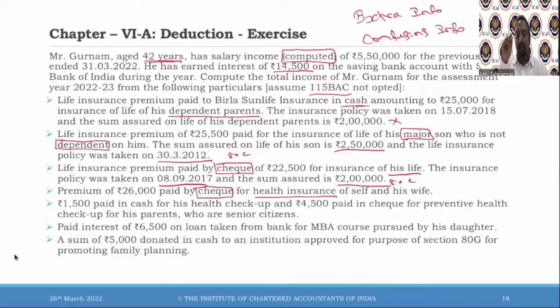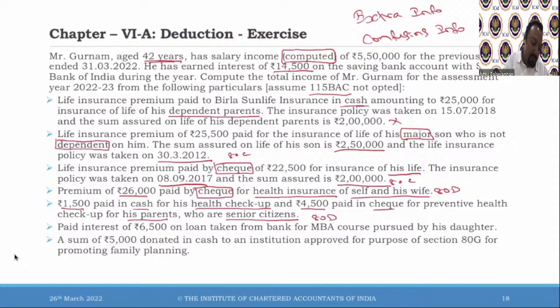It is mandatory. For 80D, it is mandatory that it must be paid by check. Only thing allowed in cash is self-health checkup. Only that health checkup is allowed in cash. That 5,000 is only allowed. Otherwise, it is not allowed. Premium of 26,000 for self and his wife. So this comes under 80D. 1,500 paid by cash for his health checkup. It is allowed, right? Because health checkup can be paid by check, cash also. 4,000 paid by check for preventive health checkup for parents. 80D allows for parents also. So health checkup for senior citizen is also allowed. So they are senior citizens. So this is also 80D.